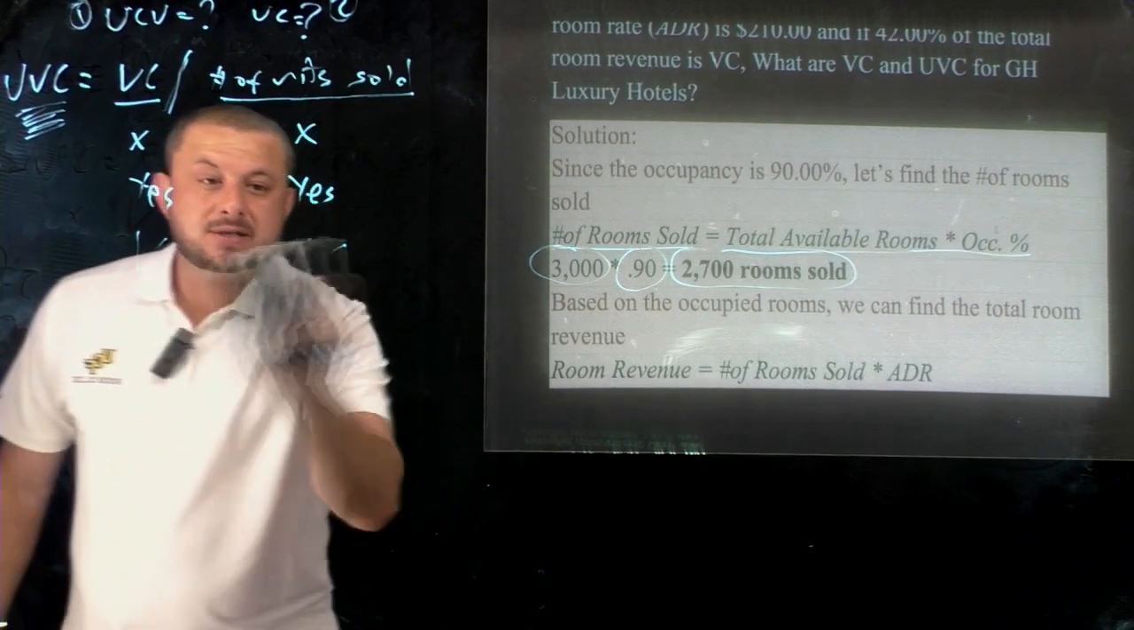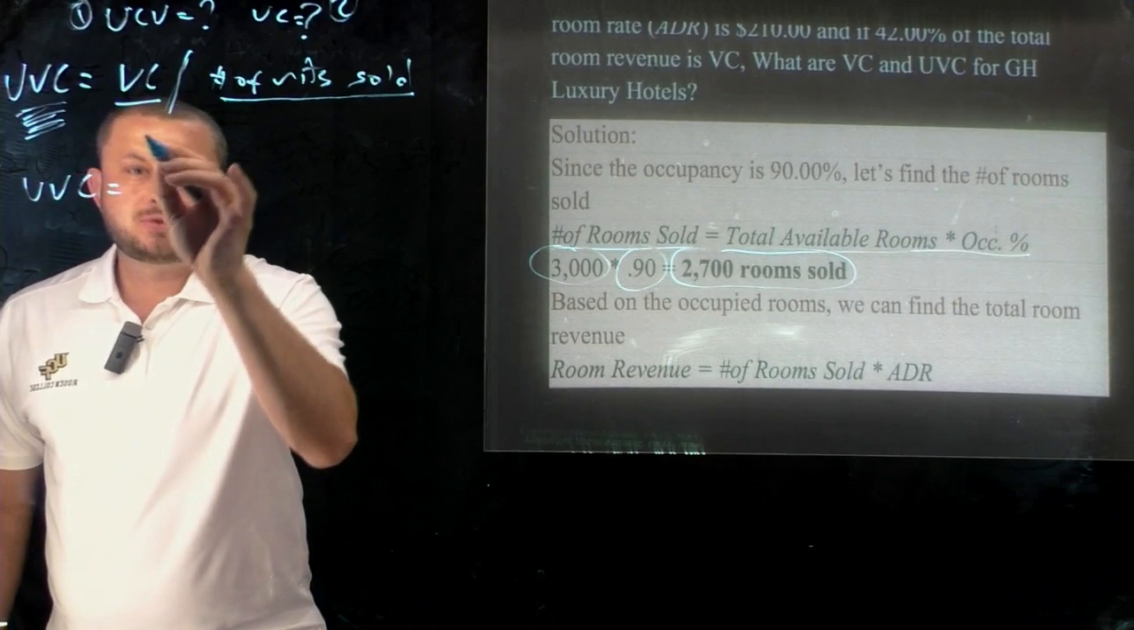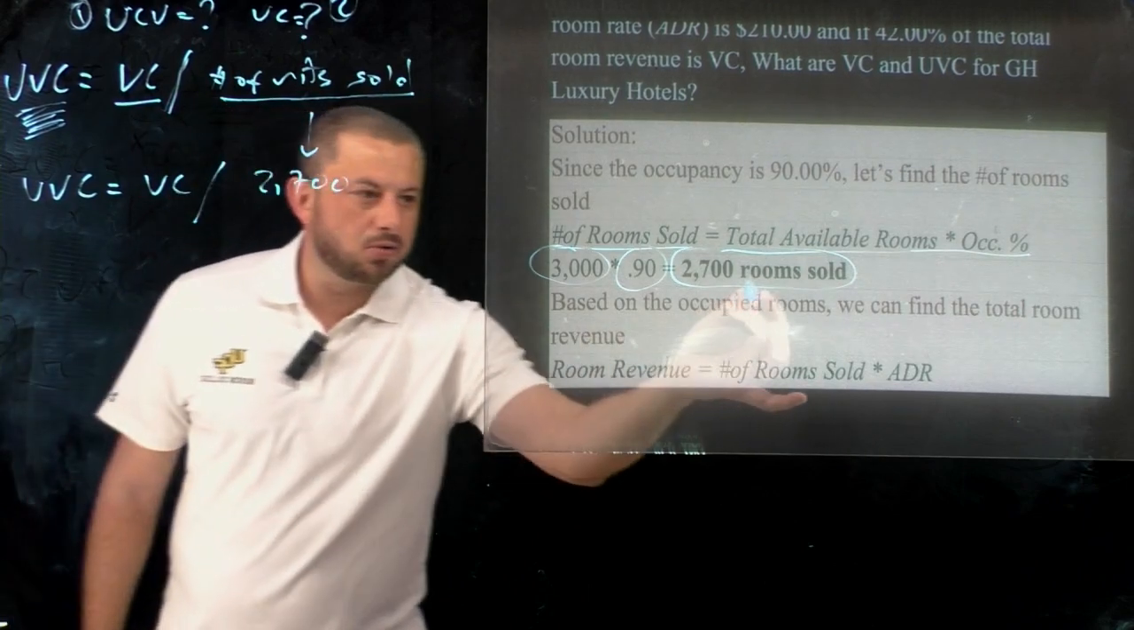Let me just erase this. I can rewrite the equation. I will derive the equation for you. 2,700, I can do this, right? I just solved number of rooms sold.